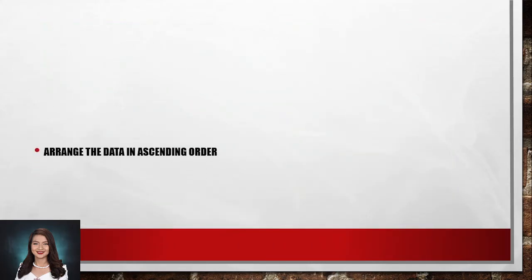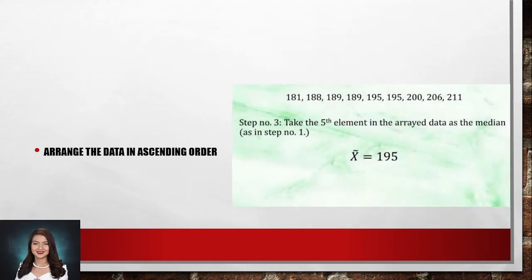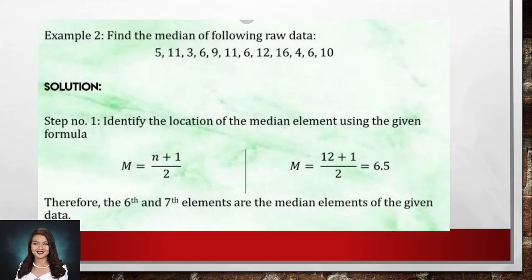Next step is we're going to arrange the data in ascending order. This data, if we arrange it, shows 181, 188, until 211. Now, our step number 3, we're going to take the fifth element in the array data as the median, as in step number 1. So our median is equal now to 195, because 195 is our fifth element in the arrayed data.